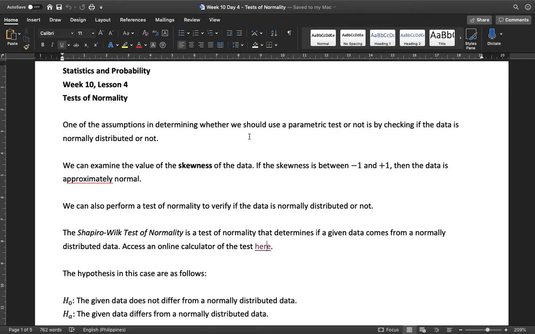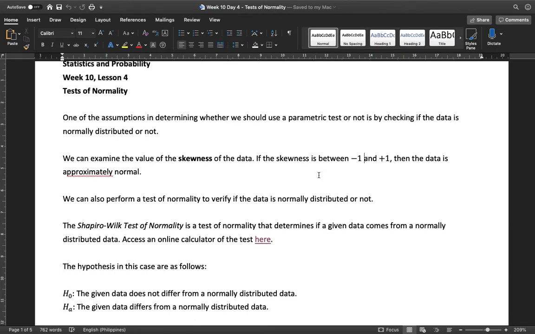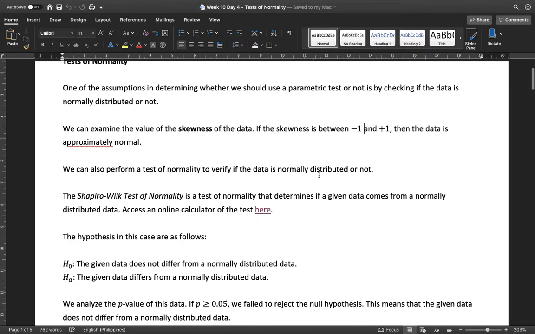So, one way in checking the normality is by assessing the skewness. Kapag ang skewness mo ay between -1 and +1, approximately normal yan. Pero medyo hindi siya clear na distribution na kasi approximately normal lang eh. There are other ways on how we check if the data is normally distributed.